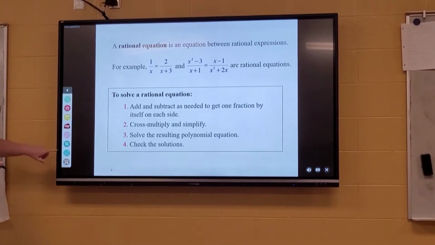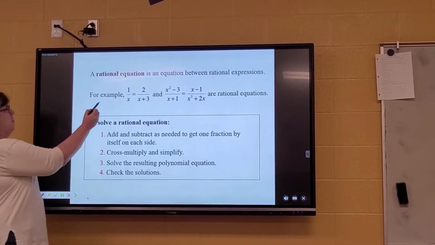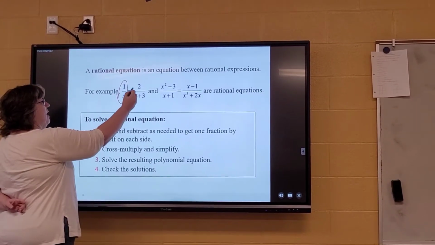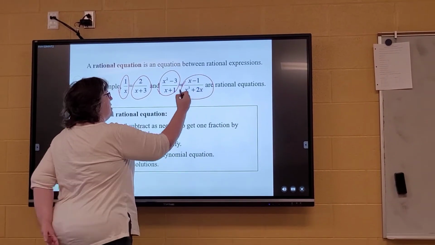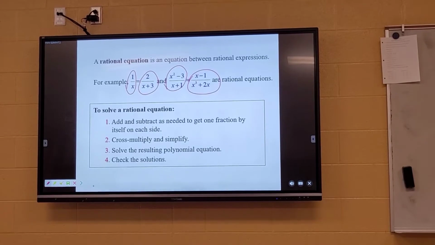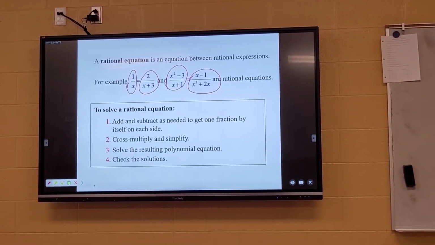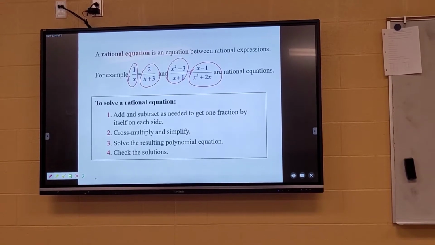So in these examples that I have, this is true, right? There's a fraction here and a fraction here. This is a fraction, this is a fraction. So they're already in the right form. So I don't need to do step one for these, but we'll see an example in a little bit where I might need to do that.